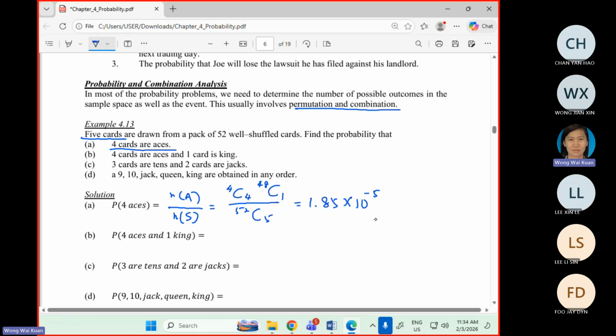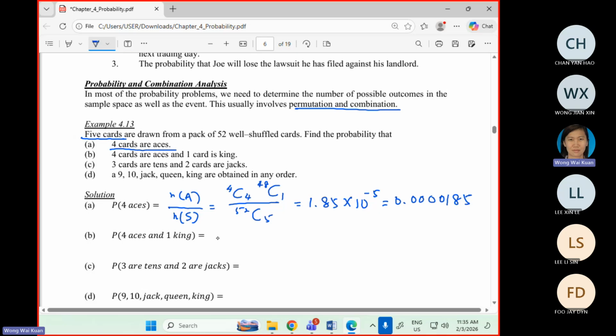Okay? So now, when this is standard form, what does it mean? The percentage is 0 point, how many zeros? 4 zeros, then 1, 8, 5. That's my purpose. I want to show you this one only. So you can keep this answer, don't worry.